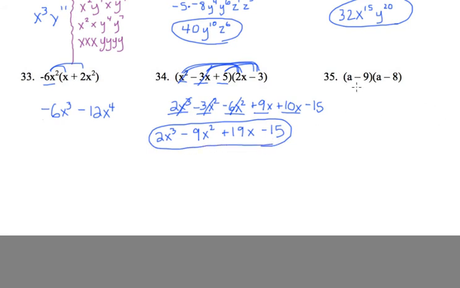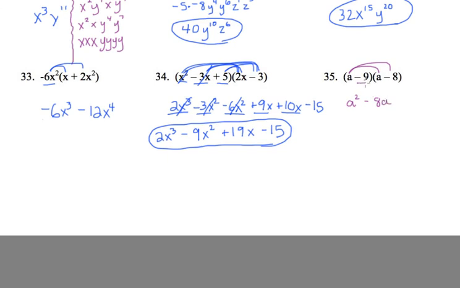I'll switch colors here. Again, I need to take everything in this parenthesis and distribute it to everything in this parenthesis. So I'm going to take this a and multiply it by both terms. So a times a is a squared. A times negative 8 is negative 8a.